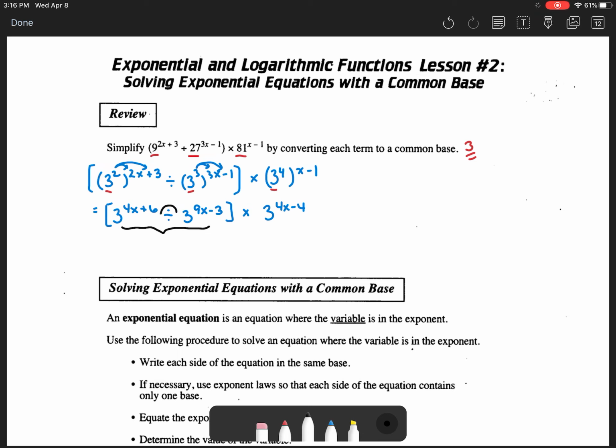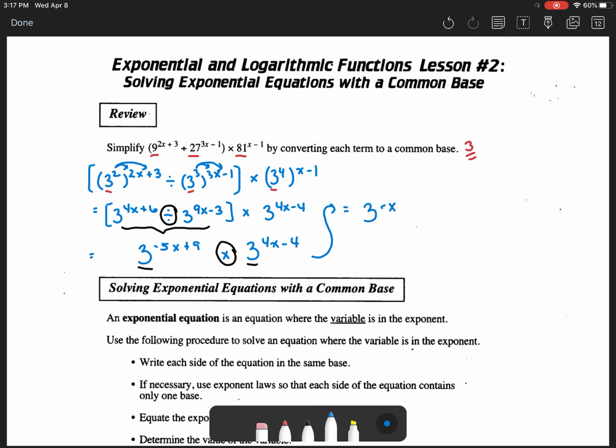Inside of the brackets here, we're dividing powers that have the same base. The law there is that we subtract the exponents. So this will be 3 to the exponent of 4x minus 9x, which is negative 5x, and 6 minus negative 3 is a positive 9. Now I have to multiply it by 3 to the exponent of 4x minus 4. We are going to multiply powers that have the same base, and in that case, we add the exponents.